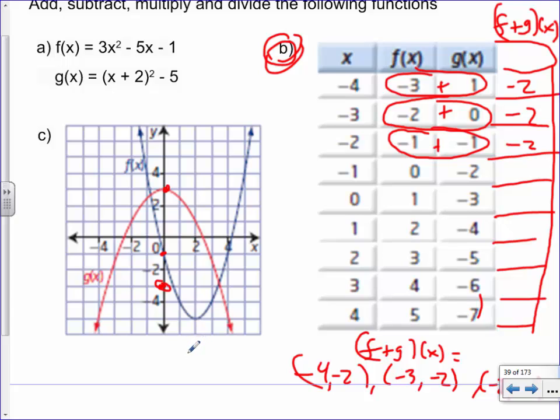Then find a new value for x. So how about 1? Here it looks like it's 2.5. And there it looks like it's -4. That makes sense? So here my output of 2.5 times my output of -4 should give me -10.